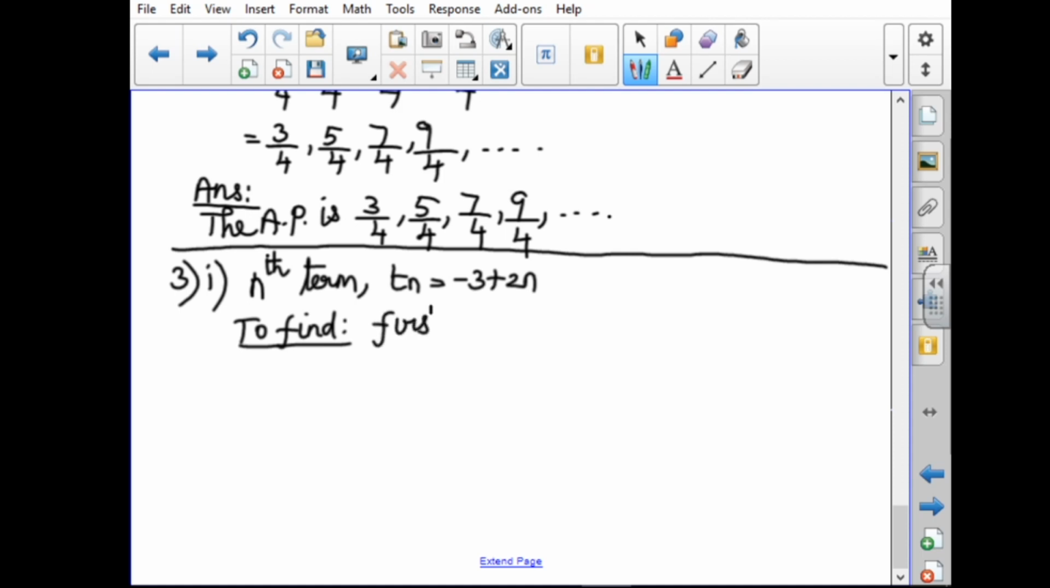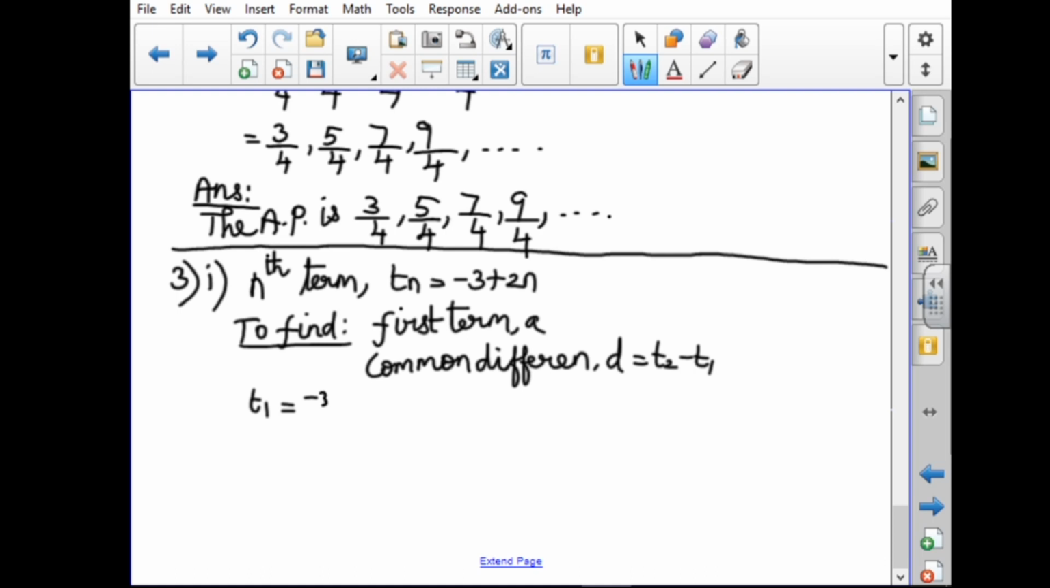To find the first term, we denote it by A. Common difference D. The formula is T2 minus T1. So we find T1, T2. T1: Tn equal to minus 3 plus 2n, so T1 is minus 3 plus 2 into 1. Instead of n, you substitute 1. That is equal to minus 3 plus 2. The answer will be minus 1. T1, the first term, denoted by the symbol A, is equal to minus 1.